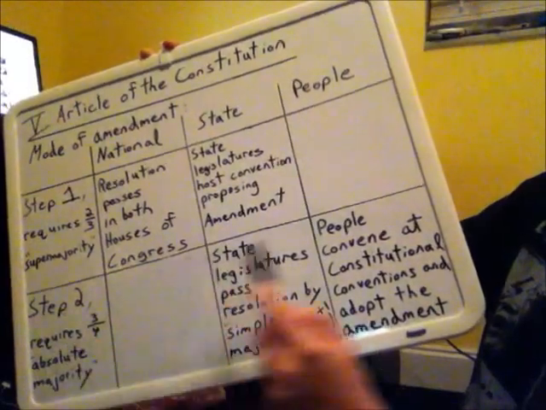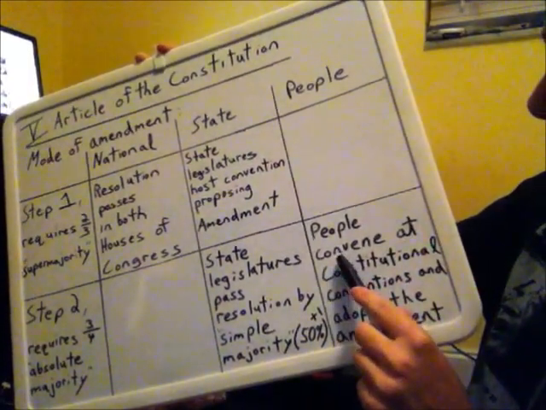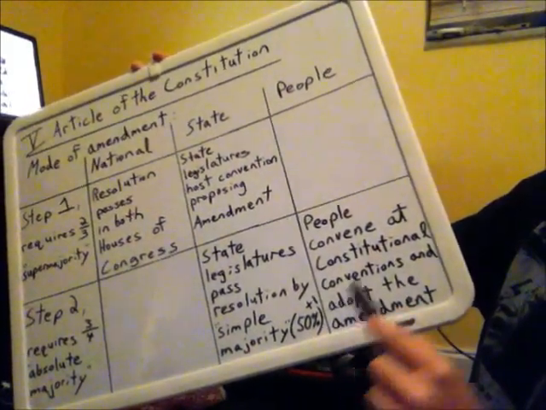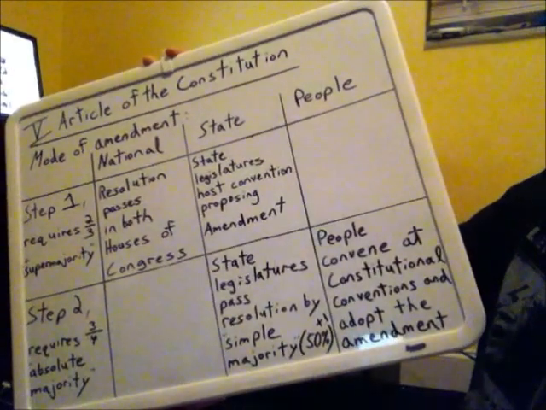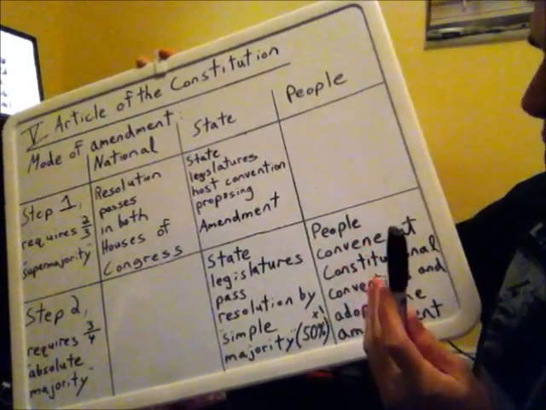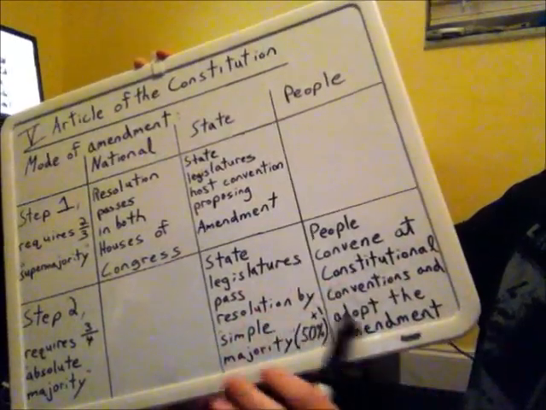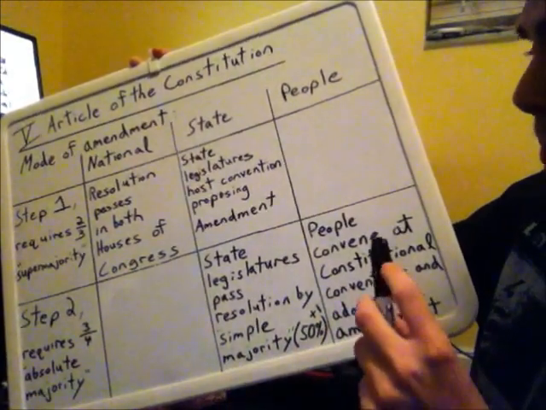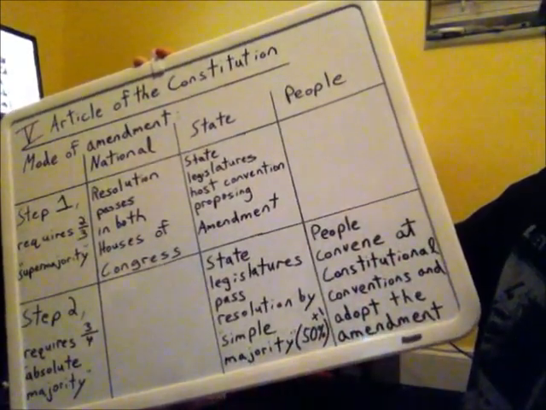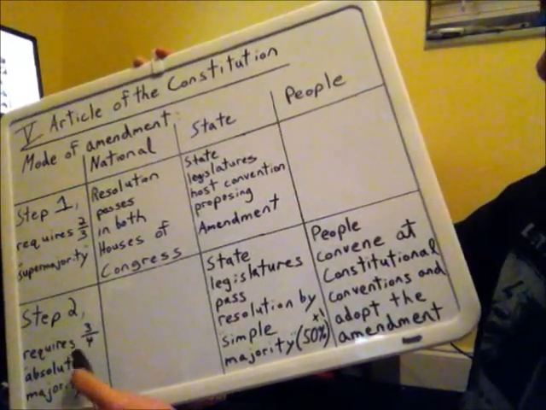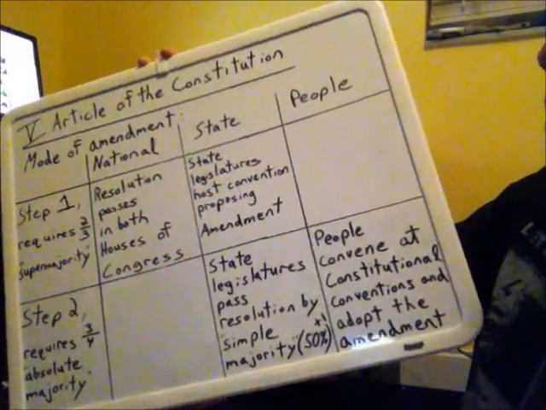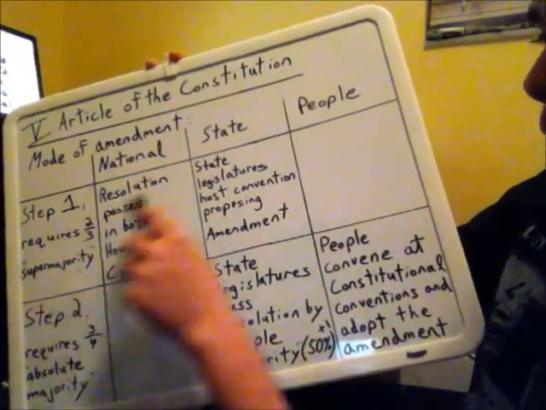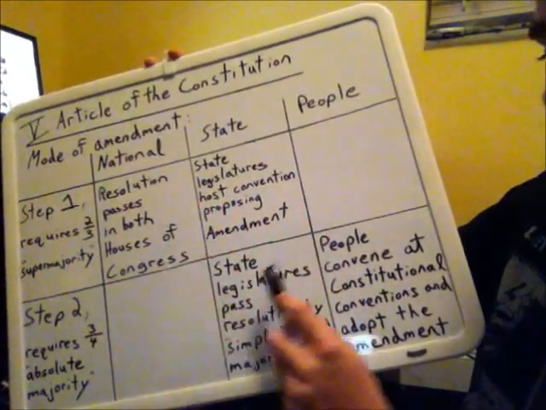Or we can have the second step be achieved by the people convening at constitutional conventions that adopt the amendment in 3/4 of the states. And the rules regarding how constitutional conventions are formed depend from state to state. But the point is, when a constitutional convention convenes and decides to adopt the amendment, that has to happen in 3/4 of the states. So the process doesn't have to go through all four of them. It has to go through one of step 1 and one of step 2.